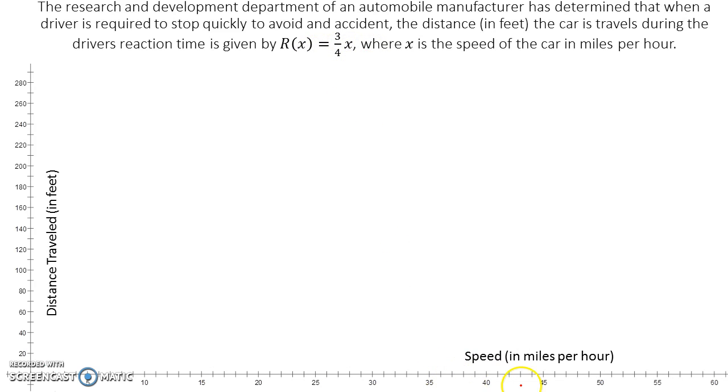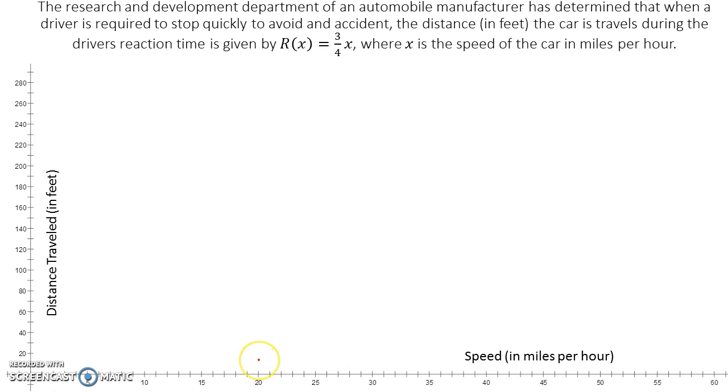The axes we're going to represent here are, of course, speed in miles per hour. This is the variable x. And over here, distance traveled in feet. And again, we're talking about 3/4. So if they were going 20 miles per hour, 3/4 of 20 is 15. Okay, 15 would be about here. It would be about that much.